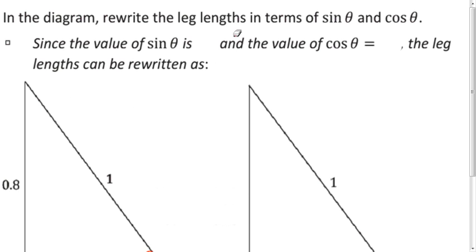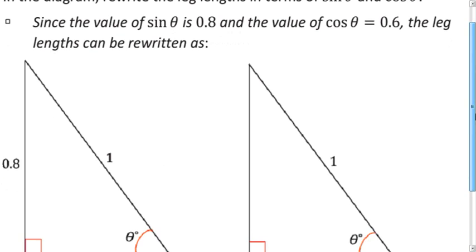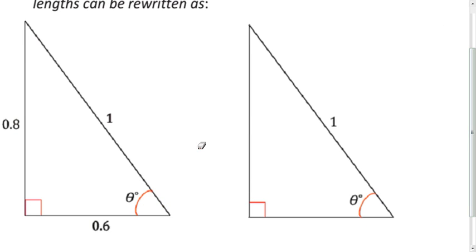So using these facts, sine of theta is 0.8, cosine of theta is 0.6. How can we rewrite the lengths of the legs here? Instead of 0.8, what can we write here? Sine of theta. Instead of 0.6, we can say cosine of theta. So we're still talking about the right triangle from before.